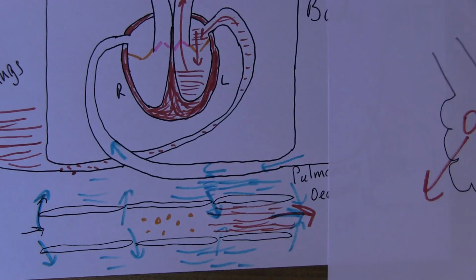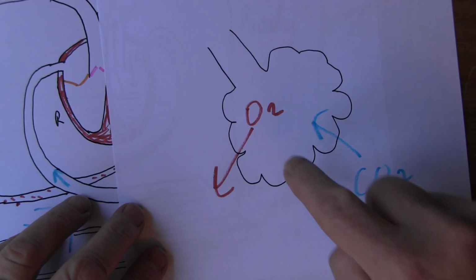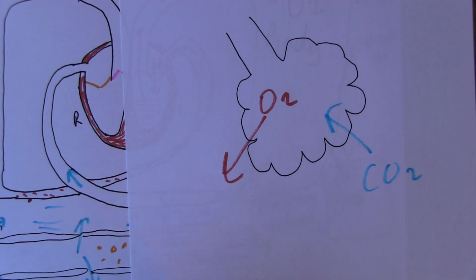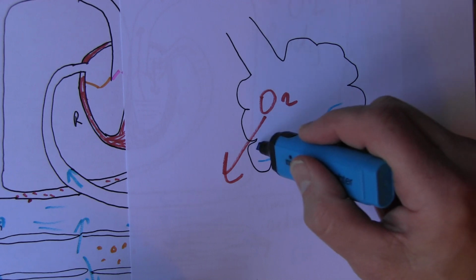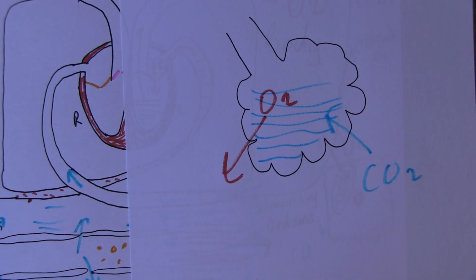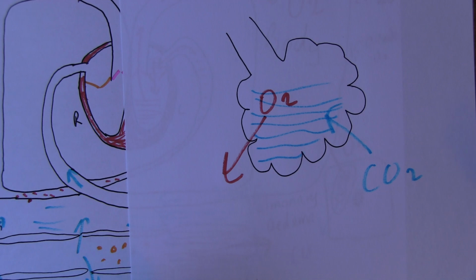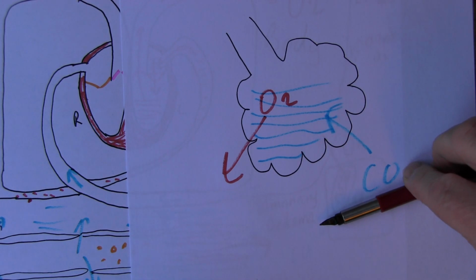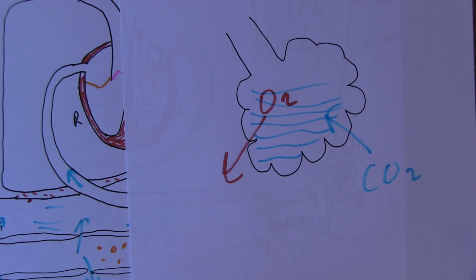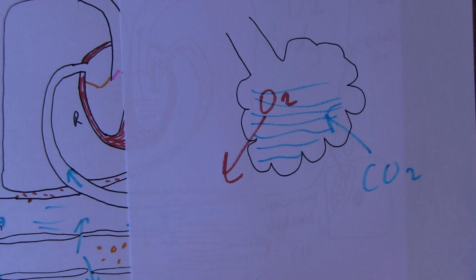But now we've got pulmonary edema. We've got too much fluid in the lungs, excessive fluid in the lungs. And this tissue fluid seeps into the alveoli and they become waterlogged. This is the pulmonary edema. Clearly that means that the oxygen is not going to be able to get into the blood as normal. The carbon dioxide is not going to be able to escape as normal. And so the pulmonary edema is going to reduce the effect of gaseous exchange.